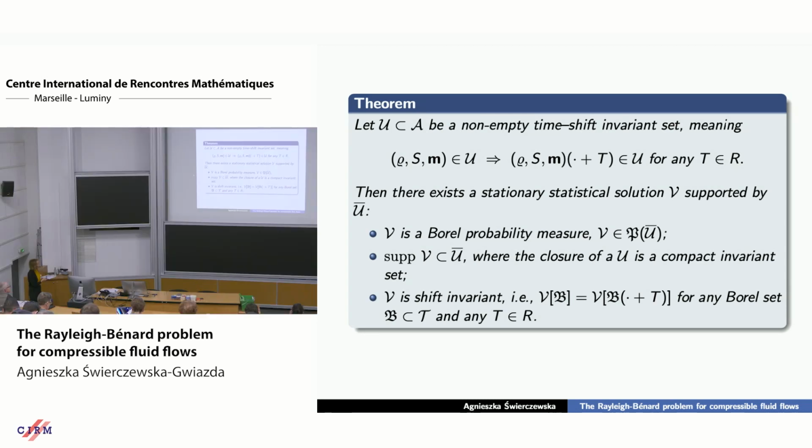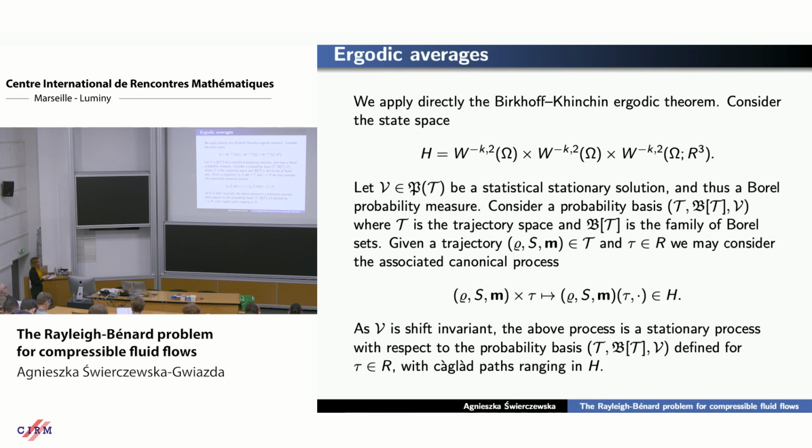So let us summarize it in a theorem. For any subset of A which is a non-empty time shift invariant set, we already know that there exists a stationary statistical solution which is supported by the closure of U, which is compact in the compact metric space. This is a Borel probability measure, the support is in the closure of U, and this is shift invariant. So that's quite a fast conclusion.